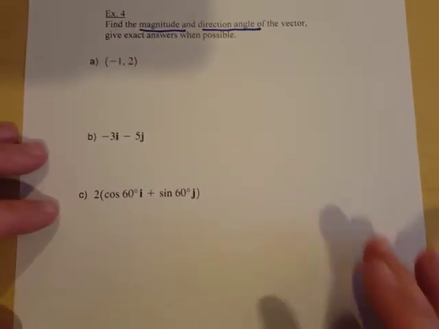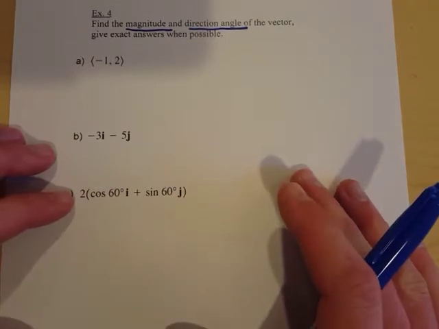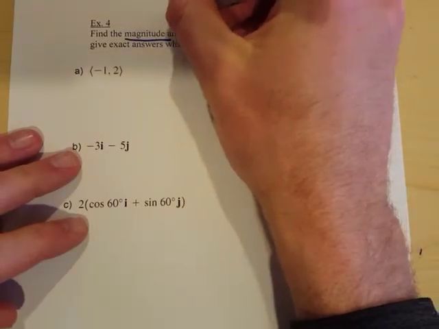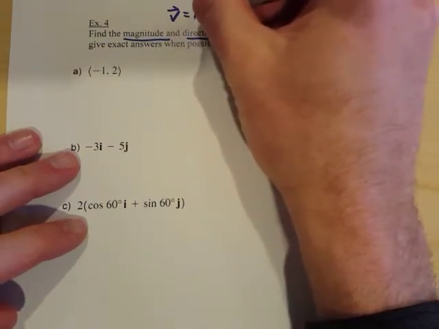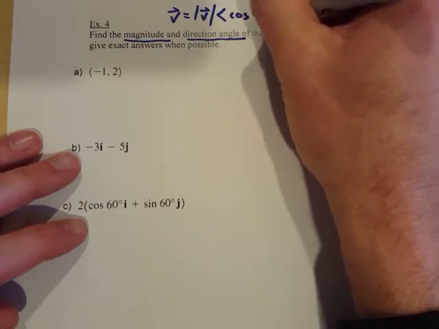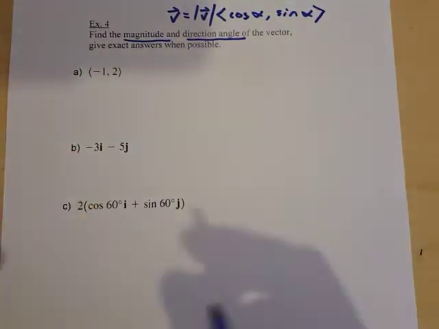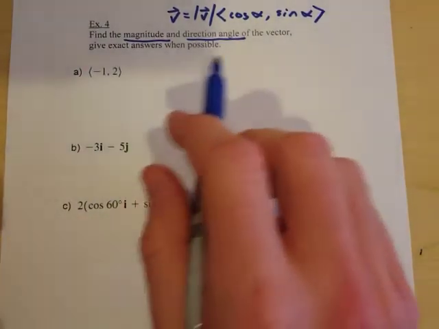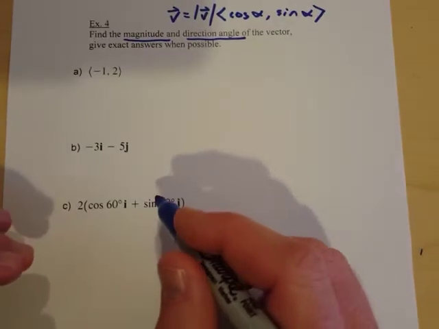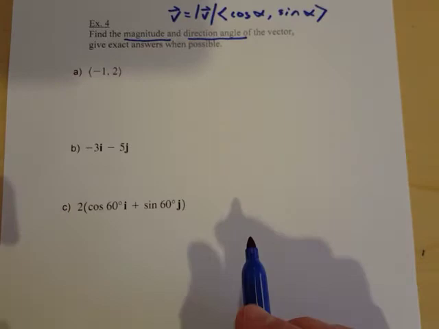For this example, we're going to be going in reverse of what we have for the previous ones. We're still going to be thinking about our formula for a vector, which is magnitude times the cosine of the angle, sine of the angle. But what we're going to be asked to do is take these vectors that we have set up and go the opposite direction, actually find the magnitude and the direction angle of the vector.